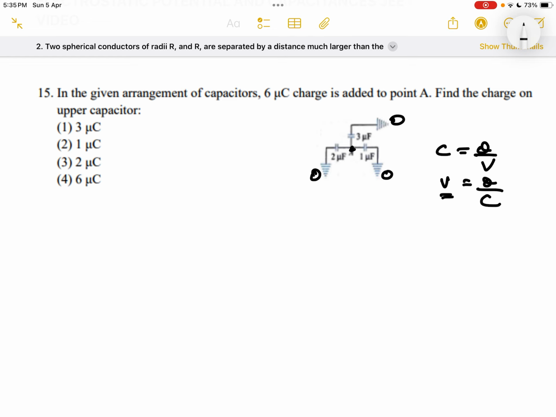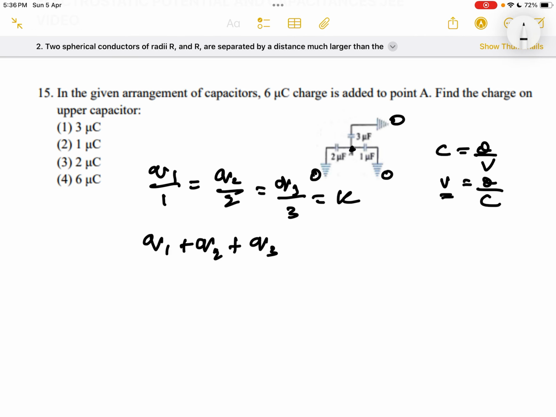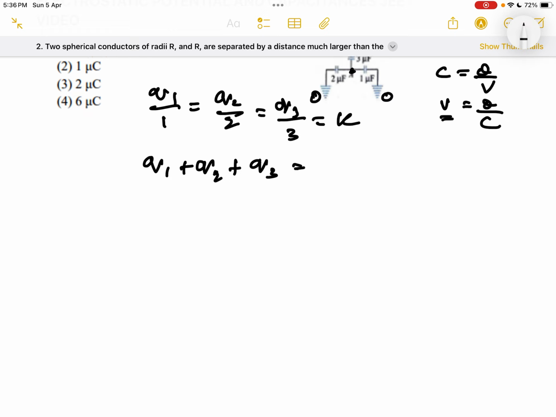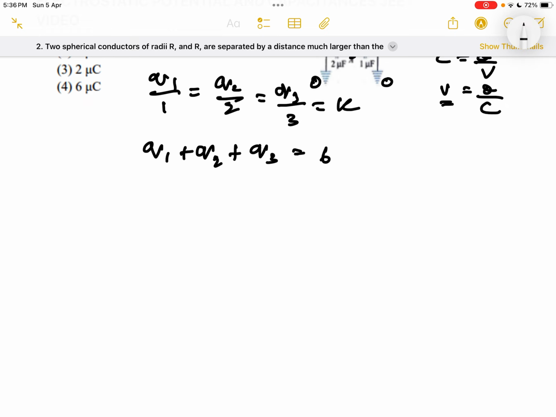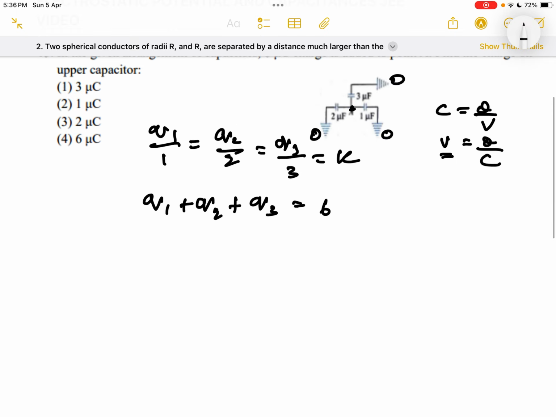Let's figure that out. Let's assume the voltage at that point is K. So we have Q1 divided by 1, it's the same voltage as Q2 divided by 2, it's the same voltage as Q3 divided by 3. This is one fact. Let's call that voltage K. Now we also have another fact. The other fact is Q1 plus Q2 plus Q3, which is the charge sitting on each of the capacitors combined. That would be equal to 6, because the question says 6 microcoulomb has been added. Now you solve both of these equations and you would obtain K equal to 1.